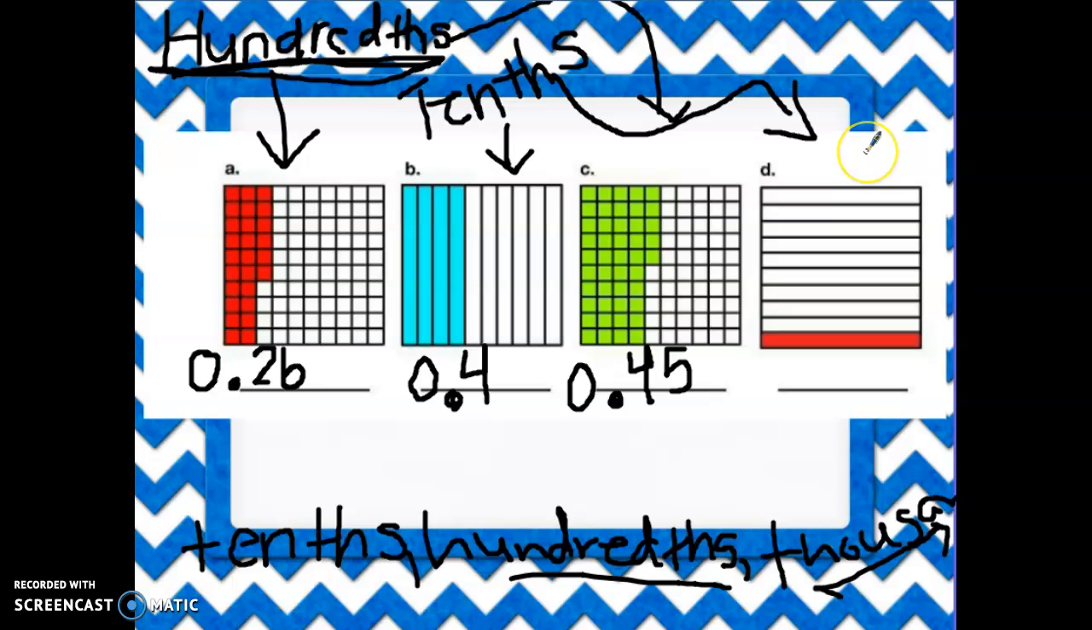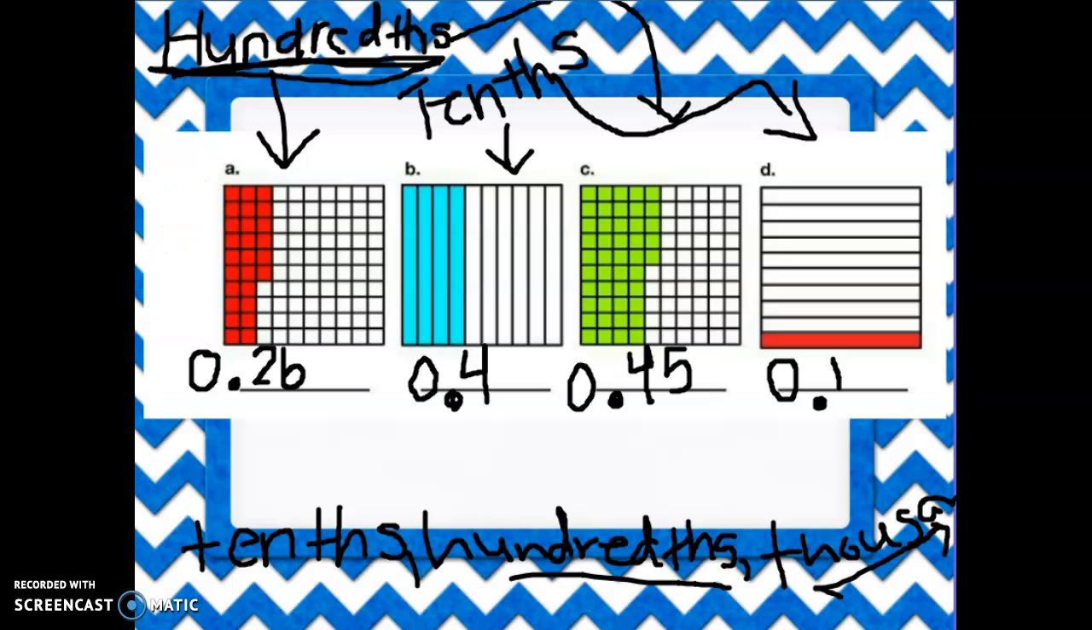All right, let's check over example D. Uh-oh, we're back to our tenths because we're split into 10 equal pieces. This one's kind of simple. I've got my 1. Can I write it like that? I hope you're saying no. I need it to be 0 and 1 tenth.